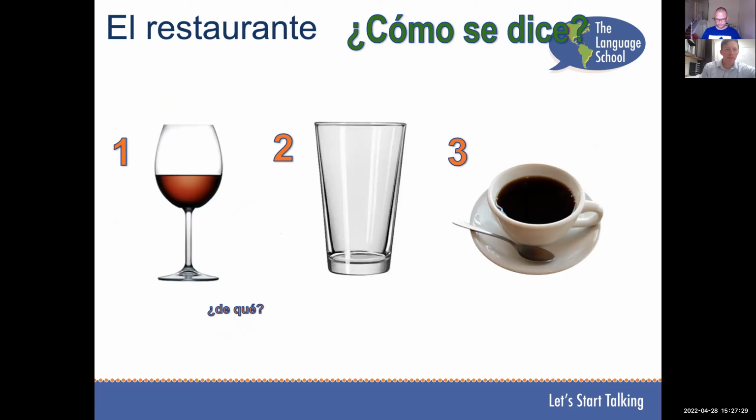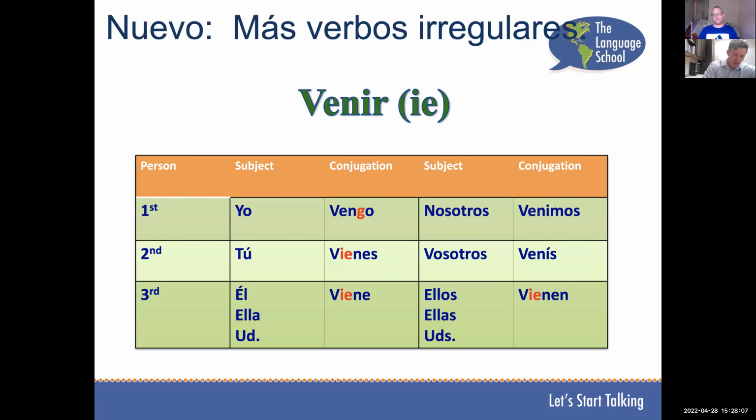La copa. ¿De qué? De vino. De vino tinto. Isn't there multiple glasses? Taza? No. Vaso. El vaso. Muy bien. El vaso. Y el tazo. La taza. That was what you just said. Taza. Okay. All right.